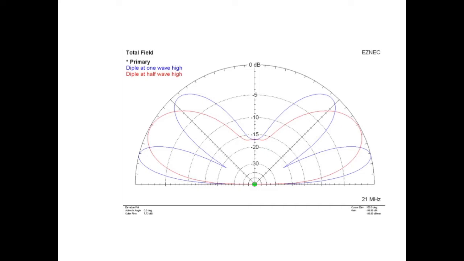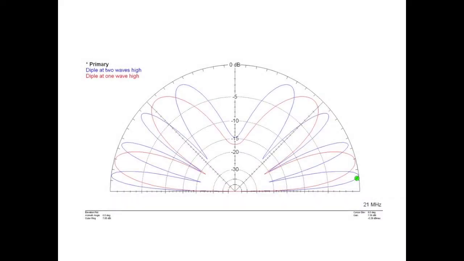If I wanted to work, let's say, Japan and China all the time, then I probably would want to raise the antenna as high as I could get it. However, for most practical purposes, having a dipole or any antenna a 1/2 wavelength high is an extremely good distance.